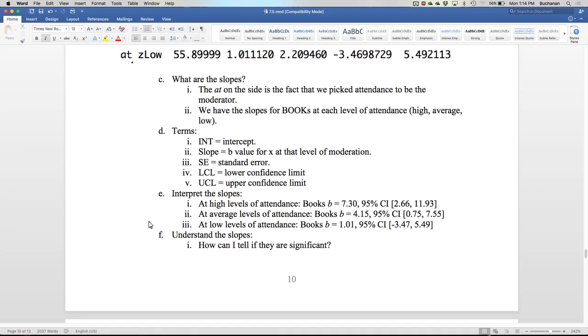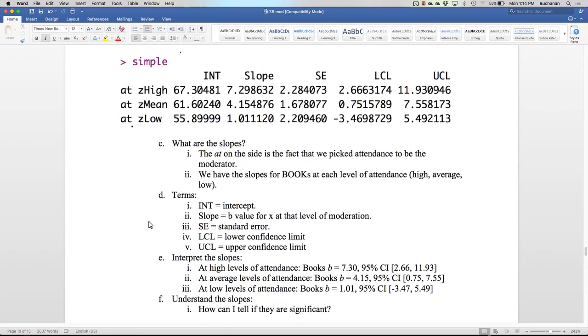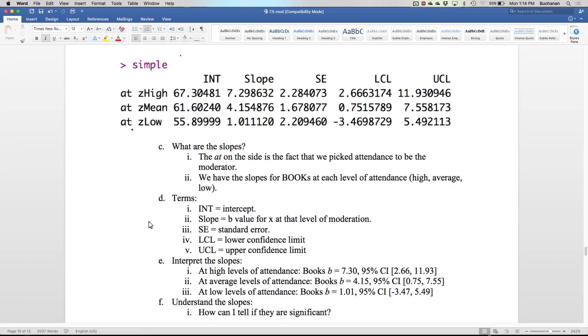Now, interpreting the slopes is the same. So at a high level of attendance, every book gives me 7 points. Average level attendance, every book gives me 4 points. Low levels of attendance, each book is only 1 point. And the only thing I don't like about this package is you don't get P. There's no knowing if this is significant.